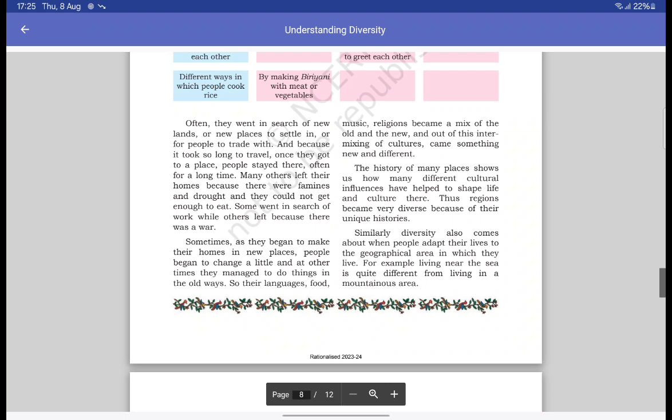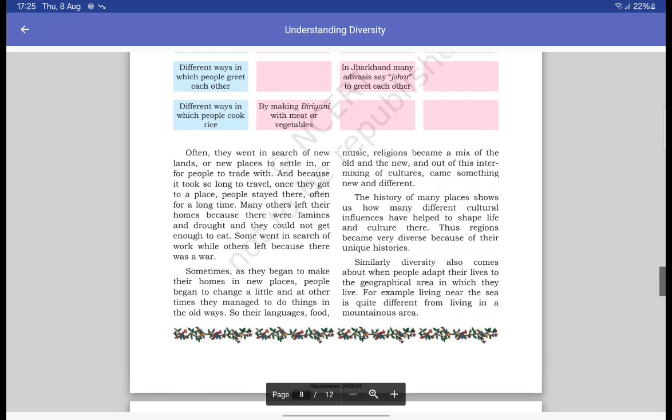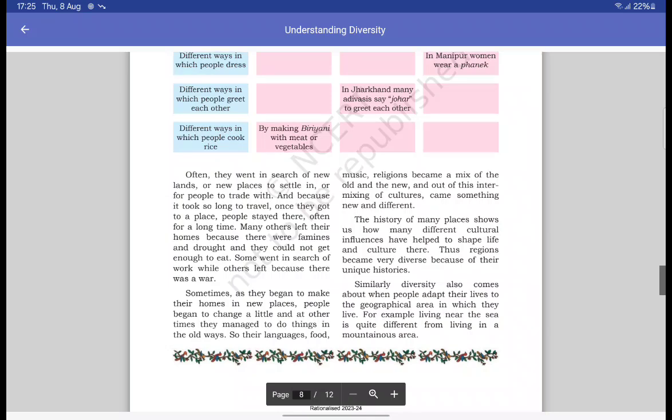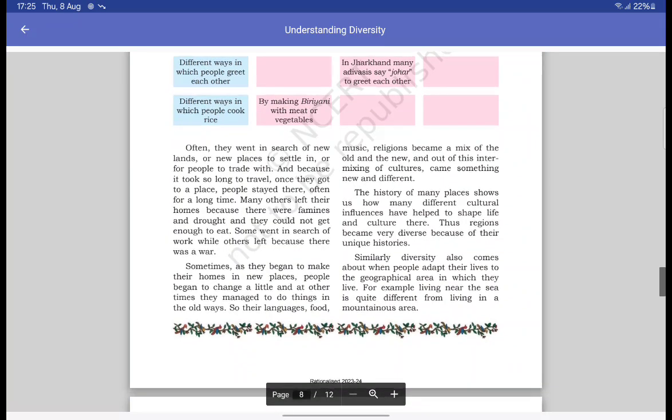Okay, so now when you're living around someone, that person will have an influence on you, and you in turn would influence him as well. So that's why there was a lot of exchange between different kinds of cultures, and then there was an emergence of a new kind of mixed culture, a new kind of culture which had both of those previous cultures. So their language, food, music, religions became a mix of the old and the new.